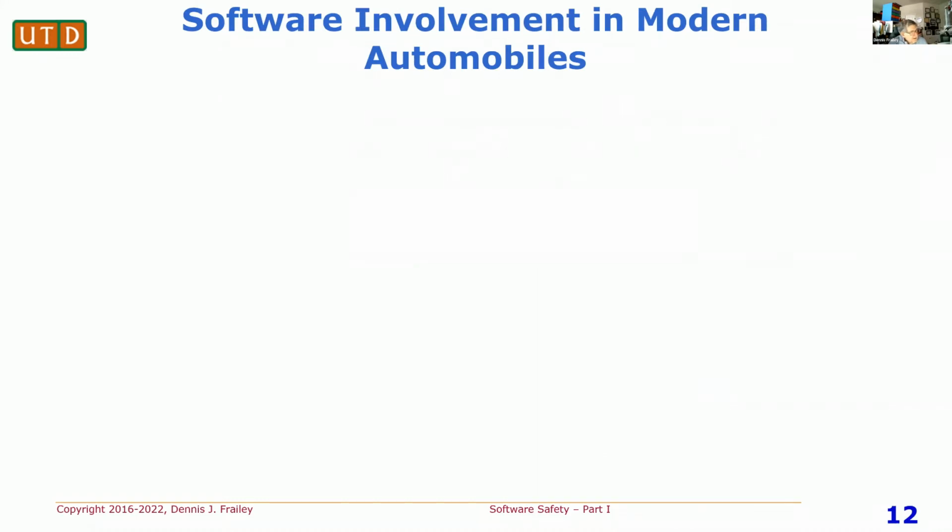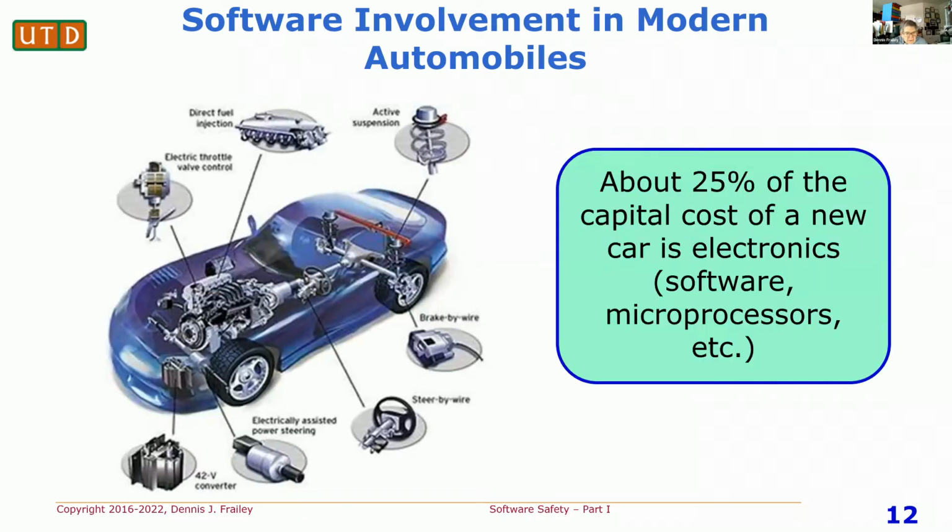Okay, now modern automobiles. You might really be surprised. Although I've seen some advertising on TV where the guy says you need to have a PhD in order to do maintenance on a modern car. Well, that's an exaggeration, but the point is that there's an awful lot of software in a modern car. 25% of the capital cost is for computers and software. And most of that is for the software.